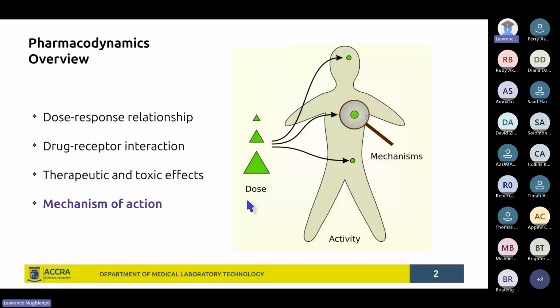We'll talk briefly about drug-receptor interactions. We've actually done a lot about ligand-receptor interactions. It's just the same thing. In this case, the drug is the ligand, interacting with the receptors. We did talk about receptors when we were looking at the endocrine system, the hormones, and the mechanisms of action of these hormones.